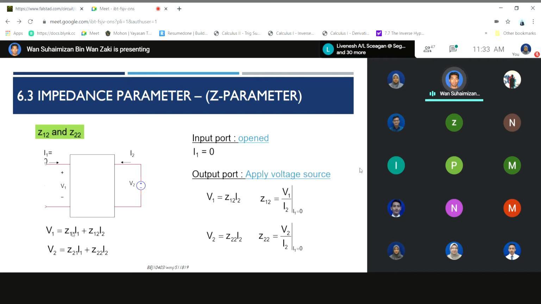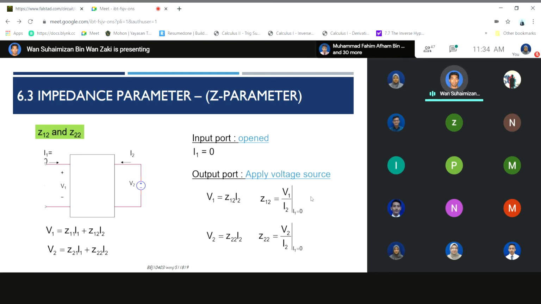This is a standard equation for Z parameter. When you set I1 equals to 0, V1 equals Z12 I2, V2 equals Z22 I2. Then find the ratio between V1 and I2, you can get Z12. Determine the ratio between V2 and I2, you can get Z22. So at the end, you can get 4 parameters for Z: Z11, Z12, Z21, Z22.